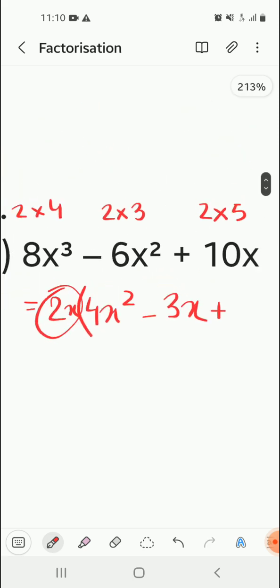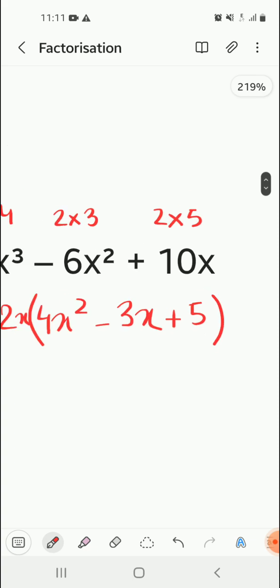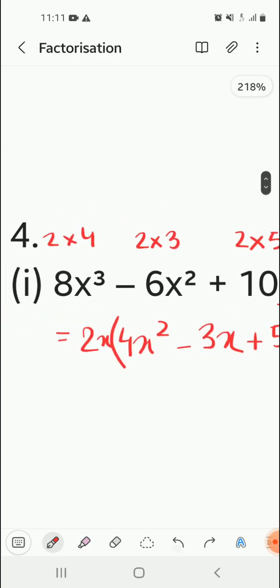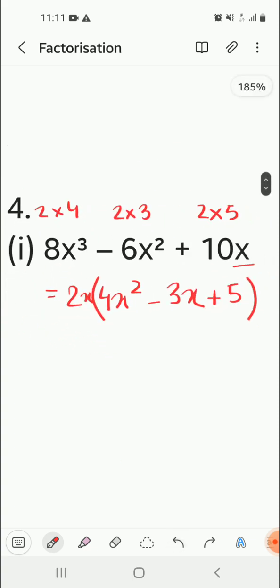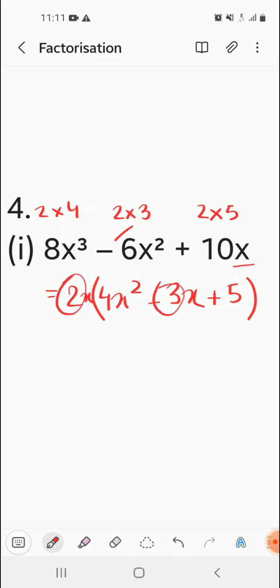Here there is 2x, here there is 10x. That is 2x into 5 is 10x. So we are going to write 5. x is already there here, so we don't have to write it again. We can check the answer thoroughly once. See, 2 into 4 is 8 and x into x square is x cube. Similarly, moving on, 2 into 3 is 6 and x into x is x square. Again, 2 into 5 is 10 and x is over here.